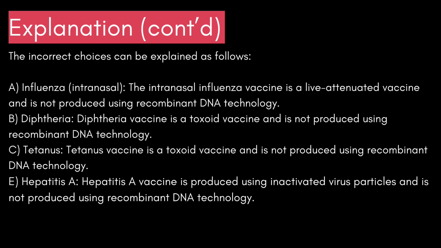A, influenza, intranasal. The intranasal influenza vaccine is a live attenuated vaccine and is not produced using recombinant DNA technology. B, diphtheria. Diphtheria vaccine is a toxoid vaccine and is not produced using recombinant DNA technology. C, tetanus. Tetanus vaccine is a toxoid vaccine and is not produced using recombinant DNA technology. E, hepatitis A. Hepatitis A vaccine is produced using inactivated virus particles and is not produced using recombinant DNA technology.